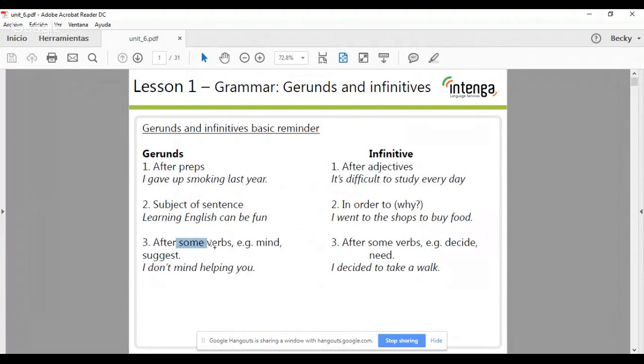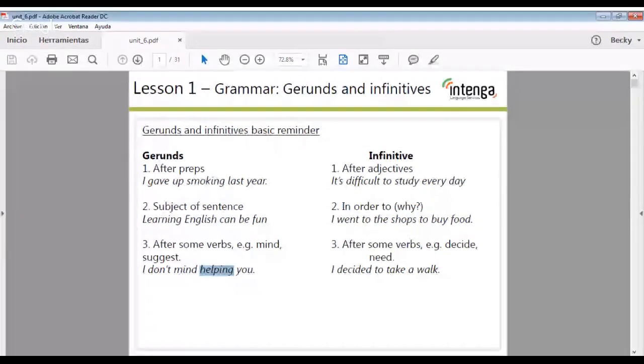Now some verbs is like the definition of verb patterns, okay? We have mind and suggest. I don't mind helping. Okay, so we have our first verb, mind. And then when we have another verb directly after, we have to use it in the ing form, okay? So this is what it's talking about in this part. Have you seen this? Do you remember? What do you think, Rafa?